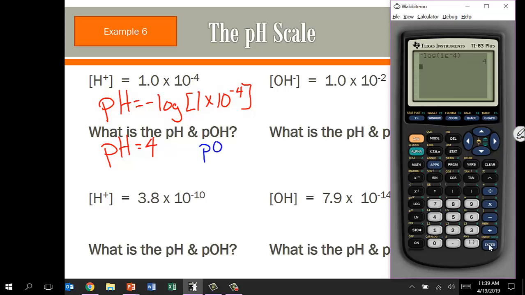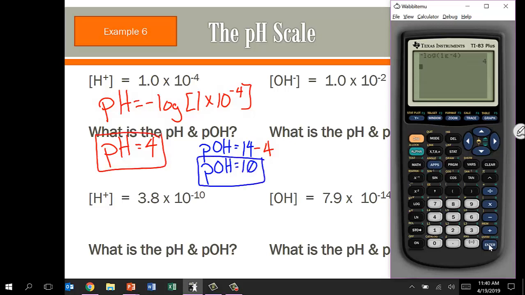The pOH would simply be that equilibrium constant of water, 14, minus the pH. Since our pH is a known value, we just found it to be 4. We're simply going to do 14 minus 4 to find that the pOH is 10.